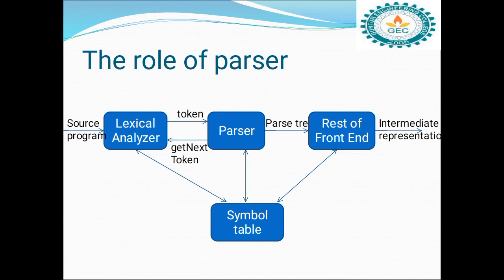All the phases are connected to the symbol table, meaning all entities are stored in the symbol table. The syntax analyzer generates the parse tree for the rest of the front end. Here there are two parts. The first is the front end phase and the next is the back end phase. The front end phase has lexical analyzer, syntax analyzer, semantic analyzer and intermediate code generation. So this is the role of the parser. The syntax analyzer generates only the parse tree.